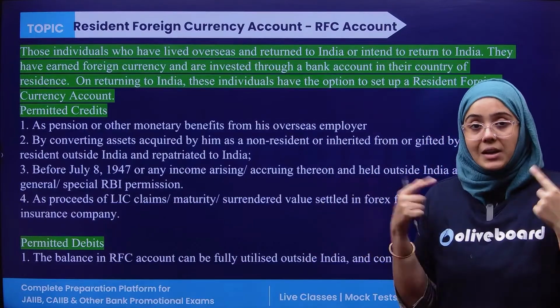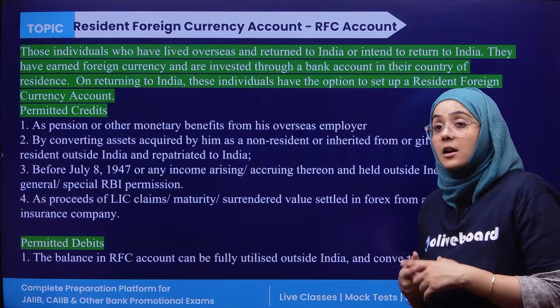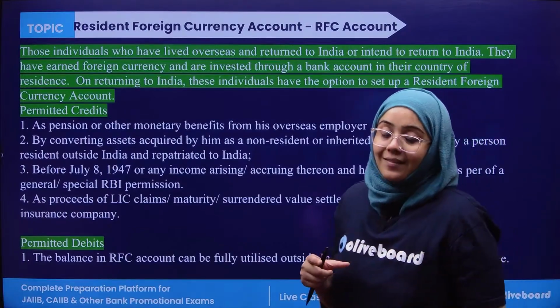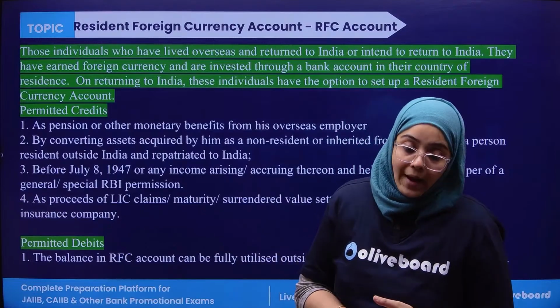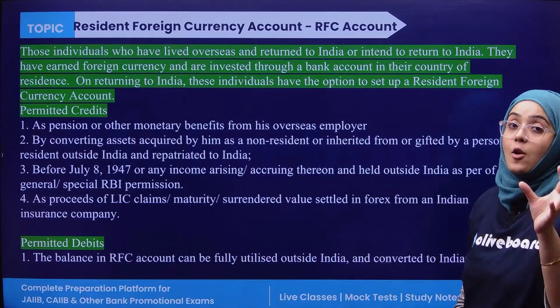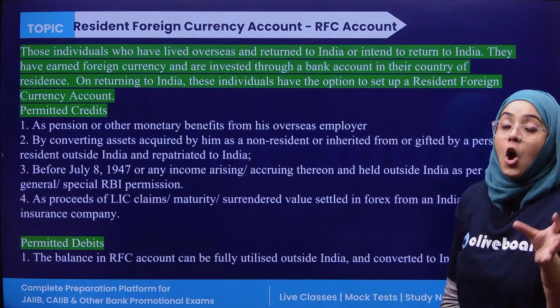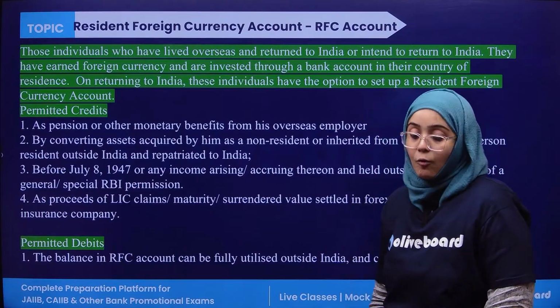Now, if you want to return to India, obviously you want to transfer that savings and earning to India, and for this there is the Resident Foreign Currency account, the RFC account. So it is actually for individuals who are NRIs and who are returning to India or intend to live in India. What are the permitted credits for this account?